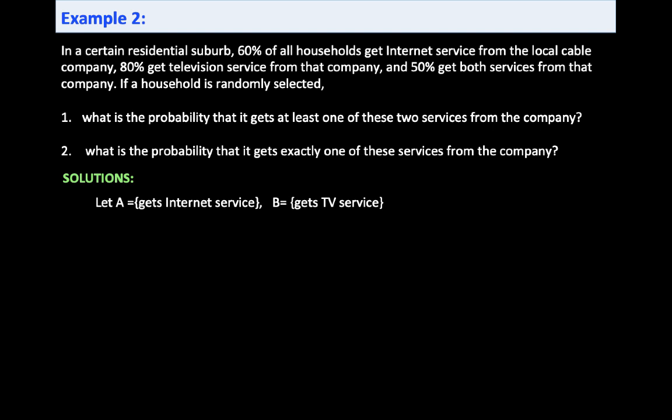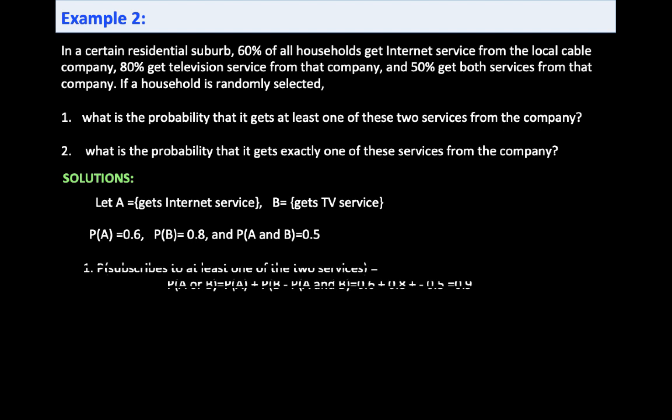Okay, now we have 50%. What is the 50%? 50% get both services. It means probability of A and B. So this is the information we have. Now we are looking for the probability of subscribing to at least one of the two services. At least one, maybe two, because we have only two services. Therefore, at least one. What is the notation in probability? Probability of subscribing to at least one of the two services equals probability of A or B.